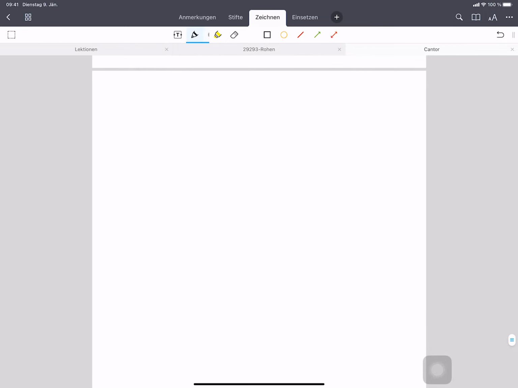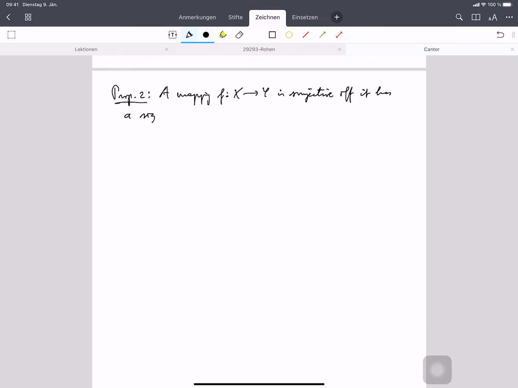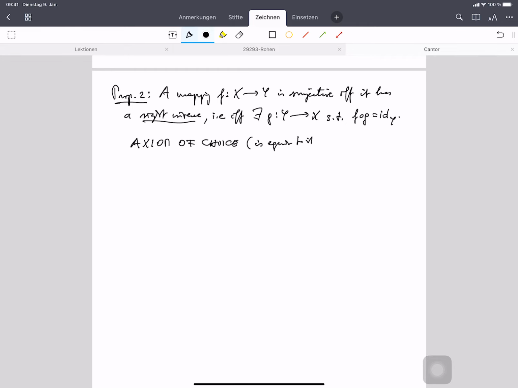Second proposition. A mapping f from X to Y is surjective if and only if it has a right inverse, i.e., if and only if there exists g from Y to X such that f composed with g is equal to the identity on Y. This requires the axiom of choice, as we shall now see, or is also equivalent to it. Proof.